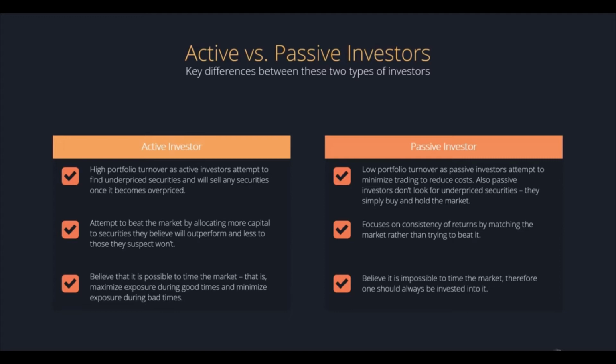And that usually means a high asset turnover. Of course, there are different circumstances where active investors also sell at a loss when the circumstances behind why they may have invested in a company change. Active investors are always trying to beat the market by allocating more capital to securities they believe will outperform and less to those that they suspect won't.